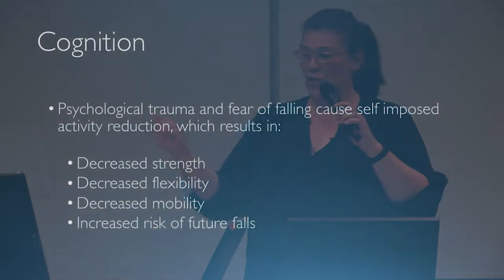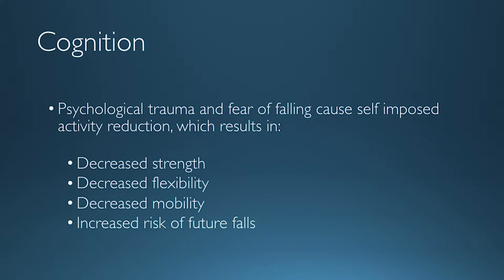So the more your balance is affected, the less confidence you're going to have. And that's kind of what this is saying. So psychological trauma, or fear of falling, or decreased confidence in your walking ability or balancing ability can actually cause a self-imposed activity restriction. I don't want to go out and walk on ice in certain areas because I'm afraid I'm going to fall. That's a normal reaction, but what that does is it decreases your strength, your flexibility, your mobility, and it increases your future fall risk, again, to that almost 4.5 times.